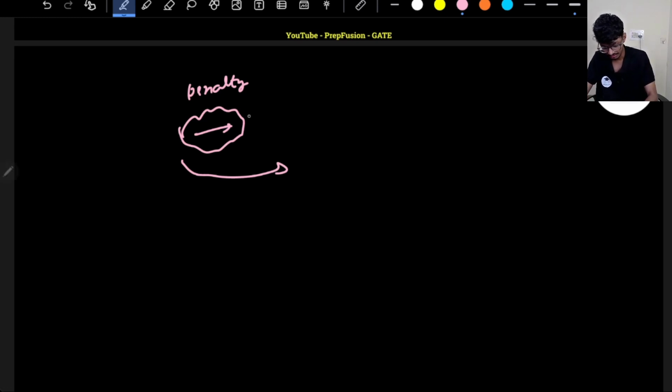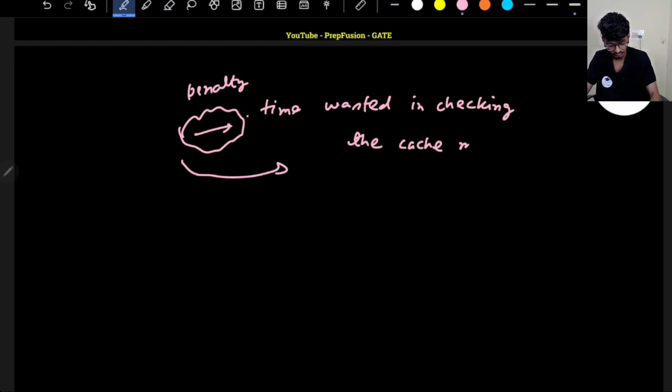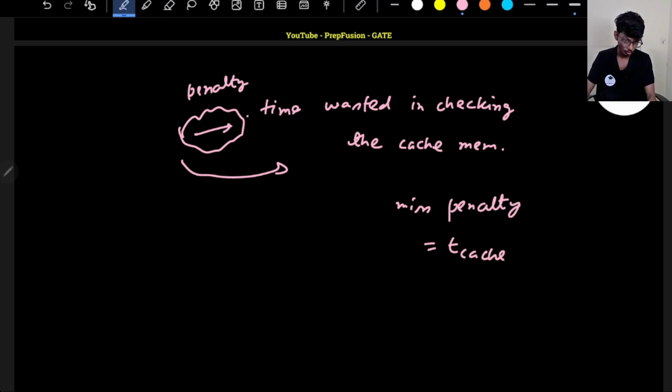So this is the time wasted in checking the cache memory. As there is time wasted in checking the cache memory, that's why it is called miss penalty. Miss penalty in this case will be just T cache, because the CPU had to wait for T cache period of time to know whether that particular data address exists on the cache memory or not. So we will use hierarchical access time.